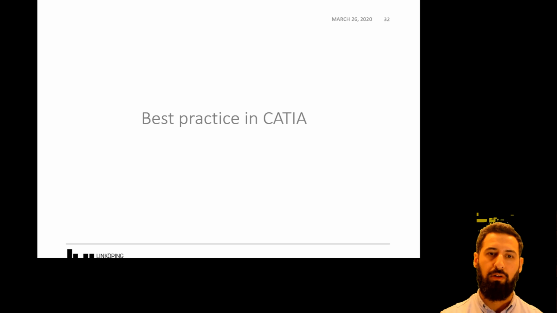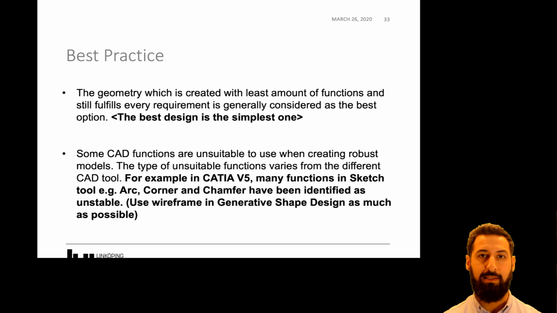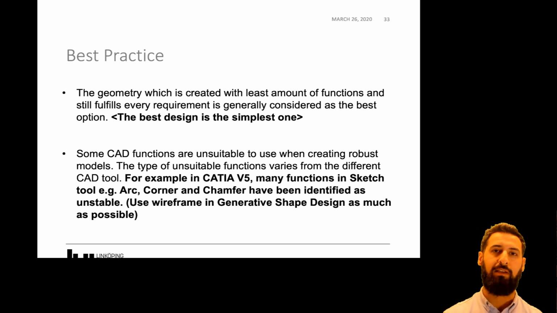Okay, I also have a couple of slides on CATIA best practice. If you want to know what way is the best for creating a certain geometry, it's always the easiest and simplest way that is the best way. That is also an engineering lesson. Don't complicate things just for the heck of it. If you can solve it in a simplified way, that is the best way.